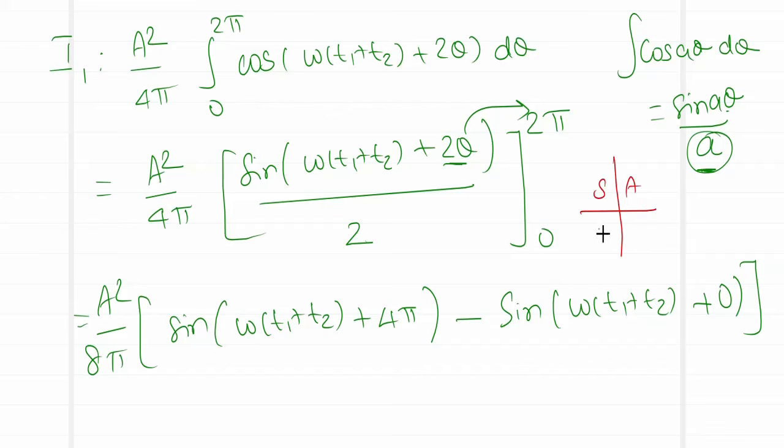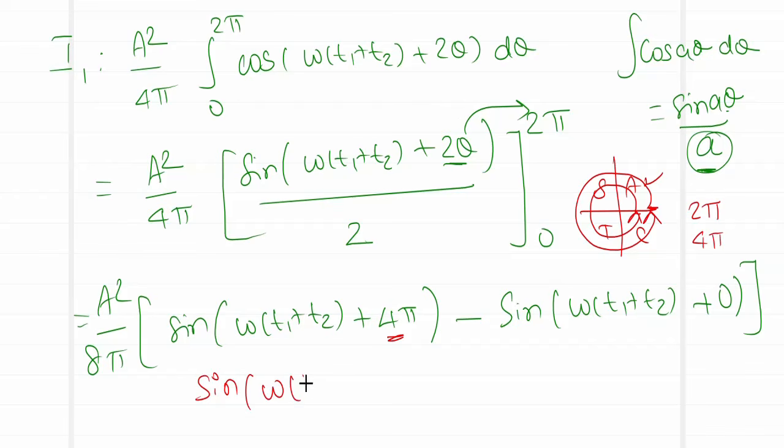All silver tea cups. What is going to be 4 pi? When I complete one full circle, I will be covering 2 pi. What will happen when it is 4 pi? I will be covering this circle one more time, so I will be ending up on the baseline. So where will be 4 pi plus theta? It will be in the first quadrant. So this will give me sine of (omega T1 plus T2).